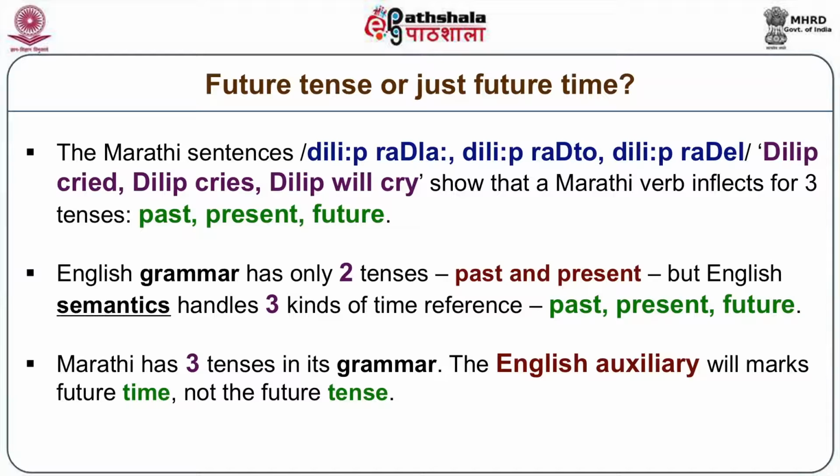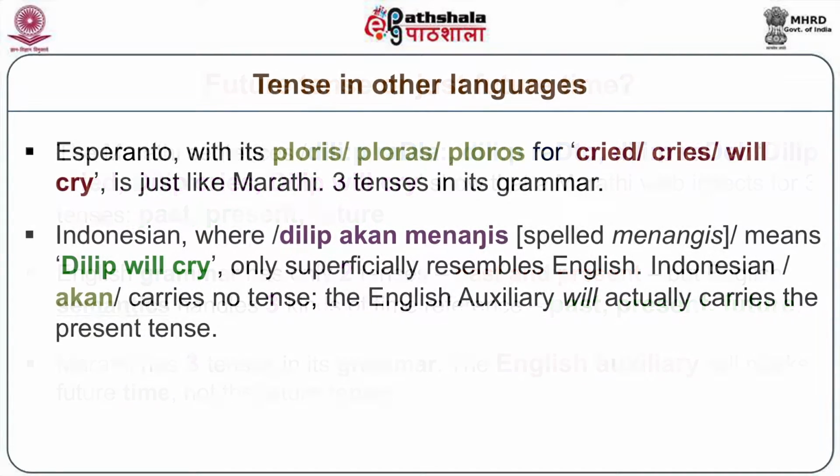Marathi has a future tense, rarel. Esperanto has ploris, cried, ploras, present tense cries, and ploros, future will cry. Ploros clearly has a future tense inflection os on the verb. So Esperanto is like Marathi. It has three tenses in its inflection. English is not like Marathi or Esperanto. English has two tenses, present and past.